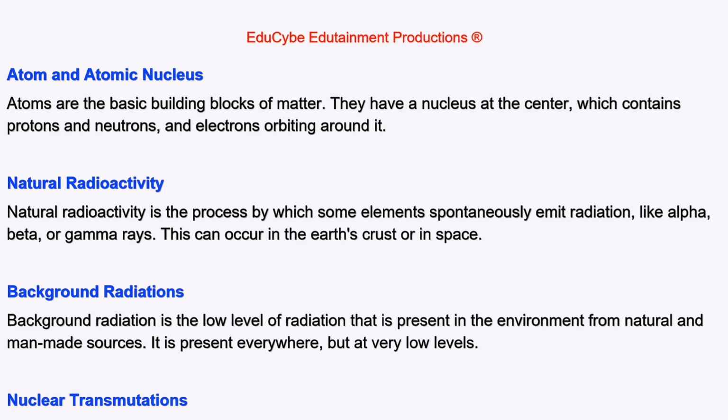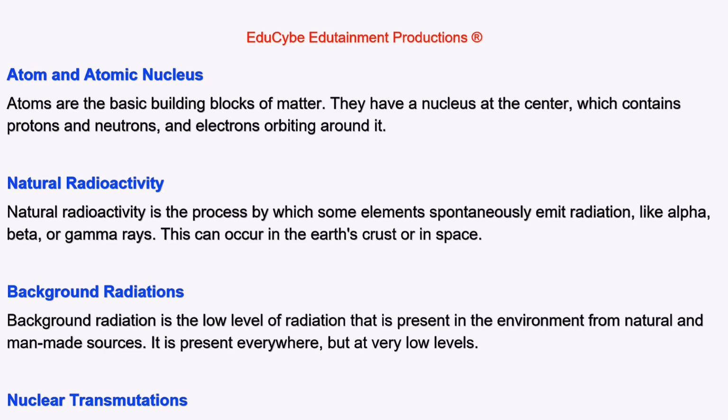Natural radioactivity. Natural radioactivity is the process by which some elements spontaneously emit radiation, like alpha, beta, or gamma rays. This can occur in the Earth's crust or in space. Background radiations. Background radiation is the low level of radiation that is present in the environment from natural and man-made sources. It is present everywhere, but at very low levels.